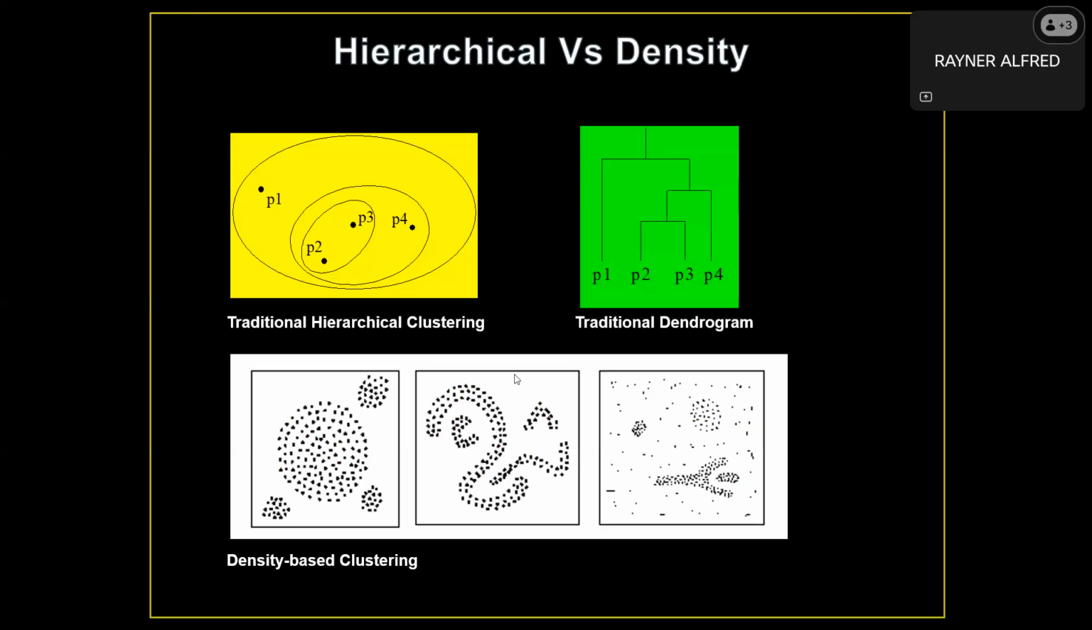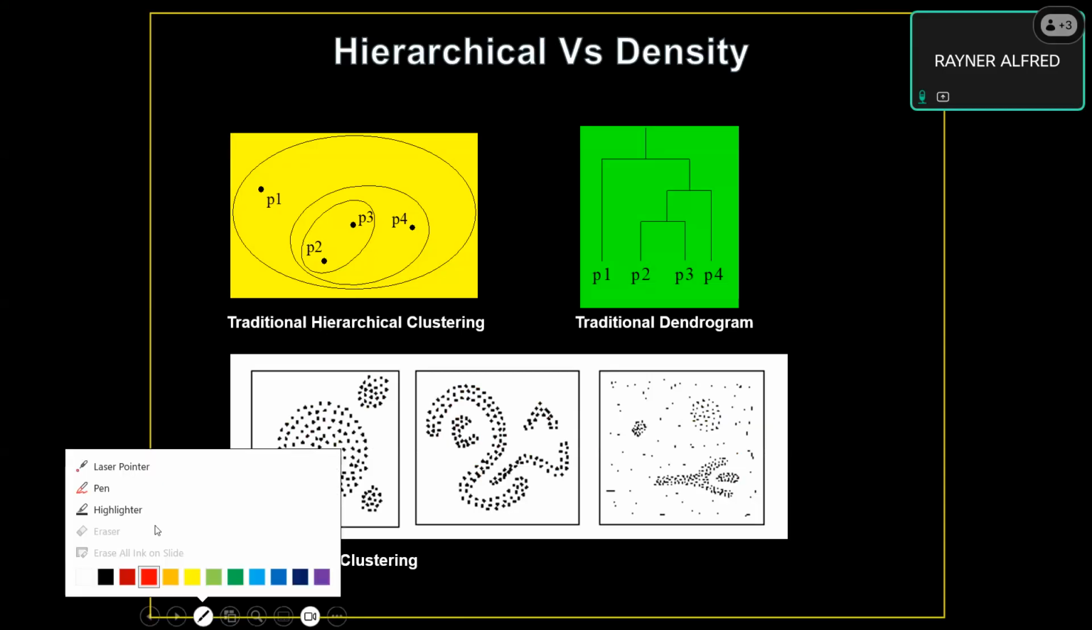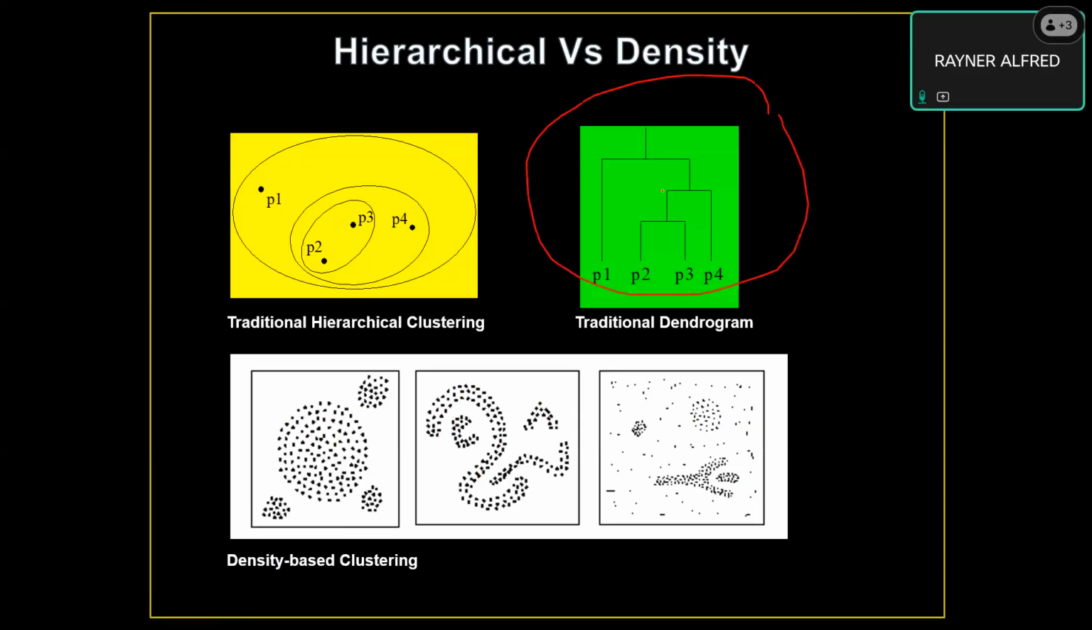Okay, so for example, like this is the hierarchical clustering. From the top, you can see that, for example, the data P3 could belong to 3 clusters or 2 clusters, depending on how you view it from the top here.